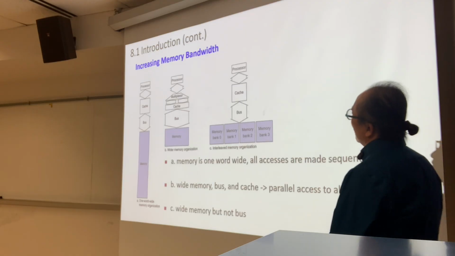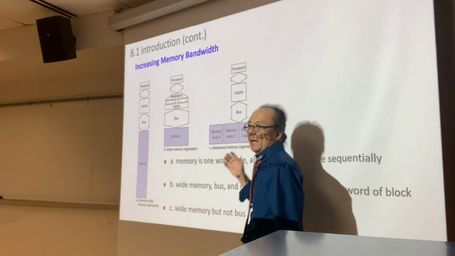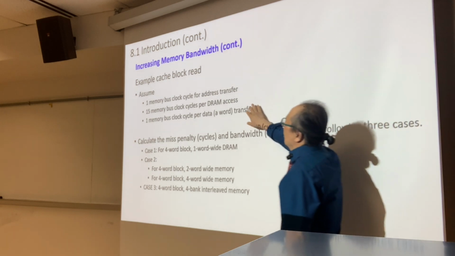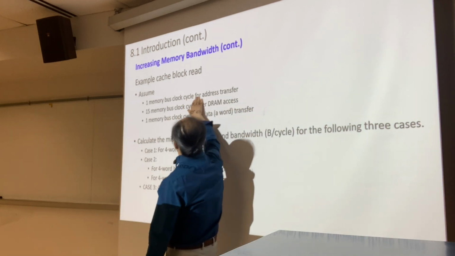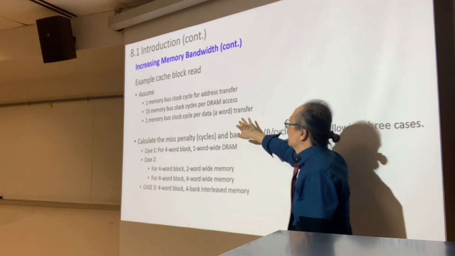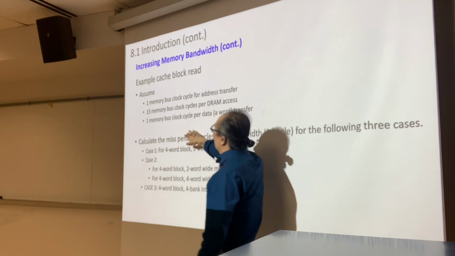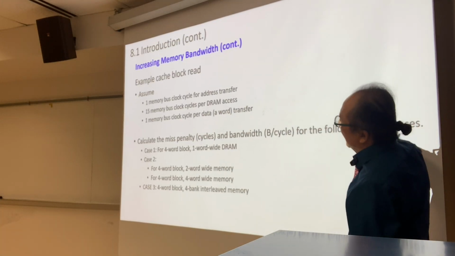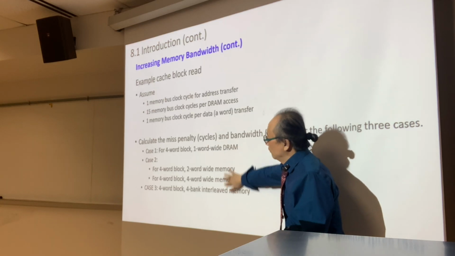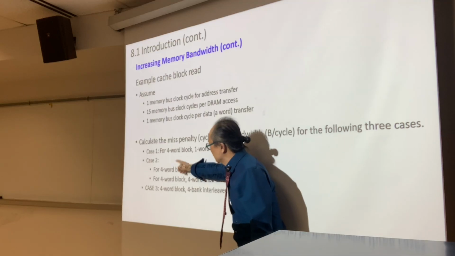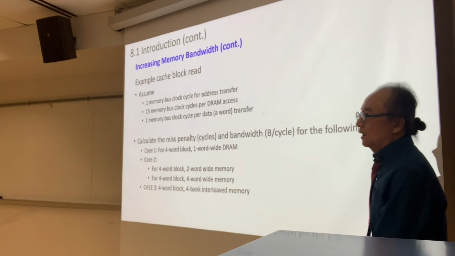So when we look at all of these examples, and we're going to calculate the bandwidth, some assumptions: 1 memory bus clock cycle for address transfer, 15 memory bus clock cycles required for DRAM access, 1 memory bus cycle for word transfer. And then we'll look at these 4 different scenarios. First one, and there are 2 different scenarios for the second case, and then the case number 3.